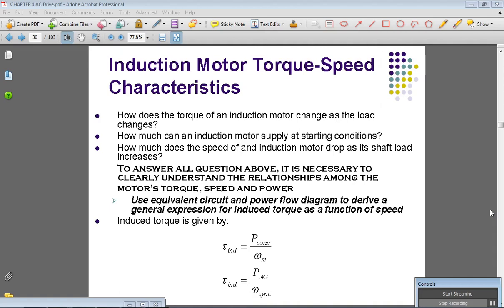The basic equation for torque is torque equals power divided by omega. Bear in mind that torque is somewhat like force, so it only occurs on the mechanical side.